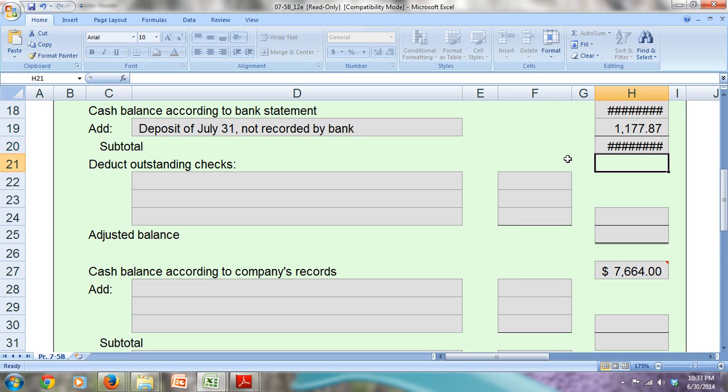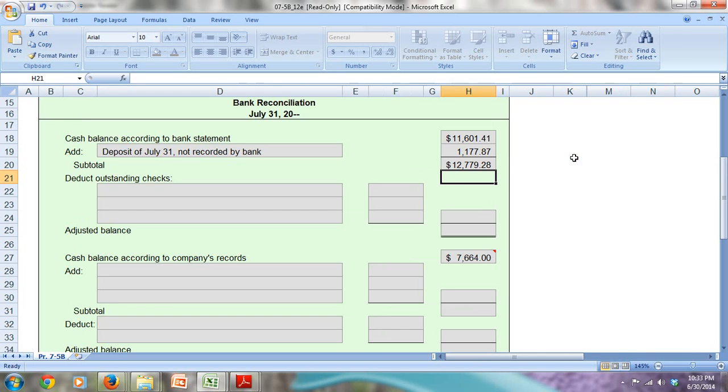Press enter. Oh, that's driving me nuts. So let's go ahead and zoom back out to where we can see this number again. So then subtotal $12,779.28. Okay, so that's just with the additions. Then we'll do some subtractions. That'll give us the adjusted balance.